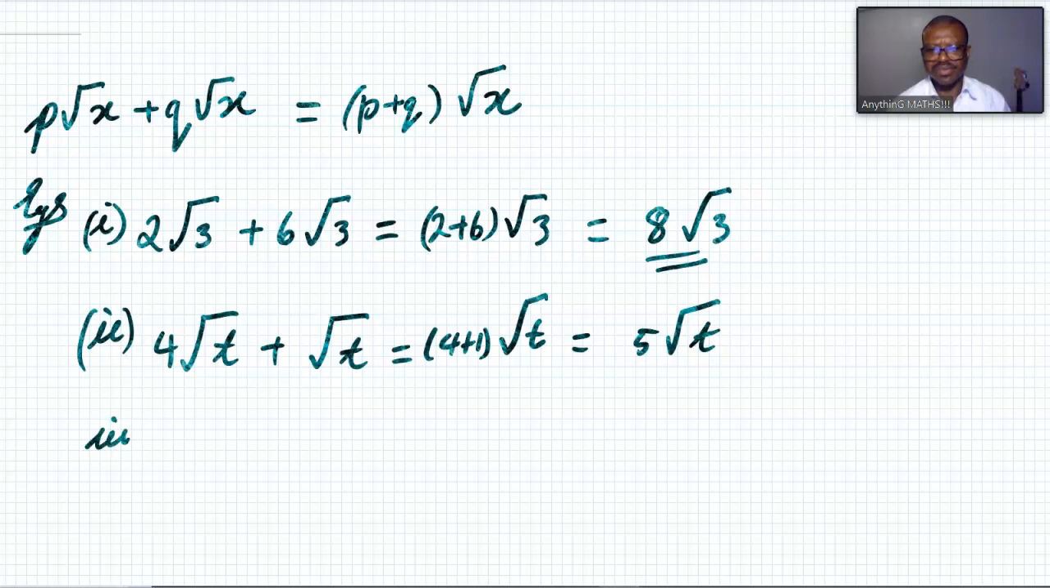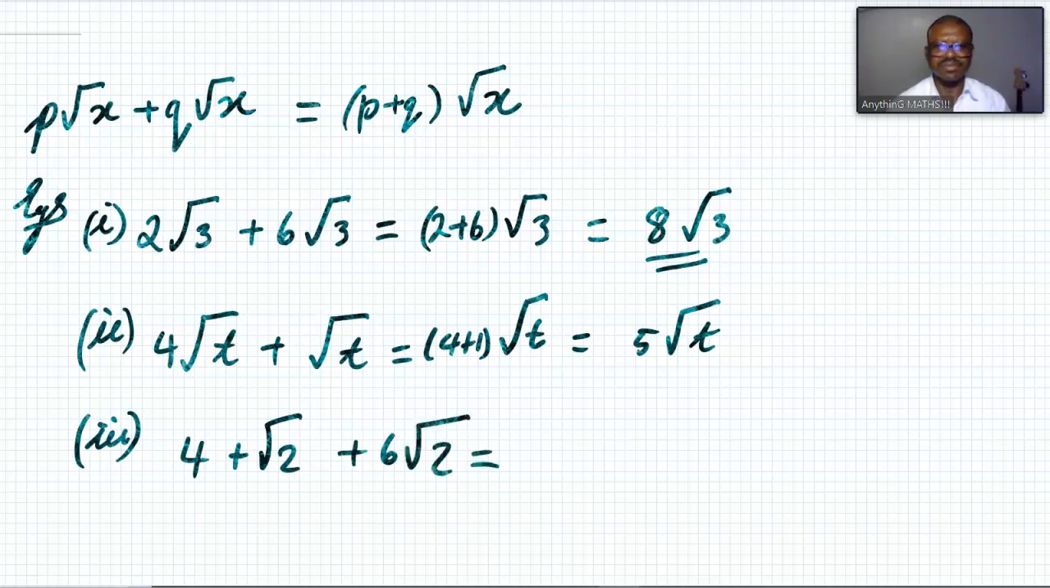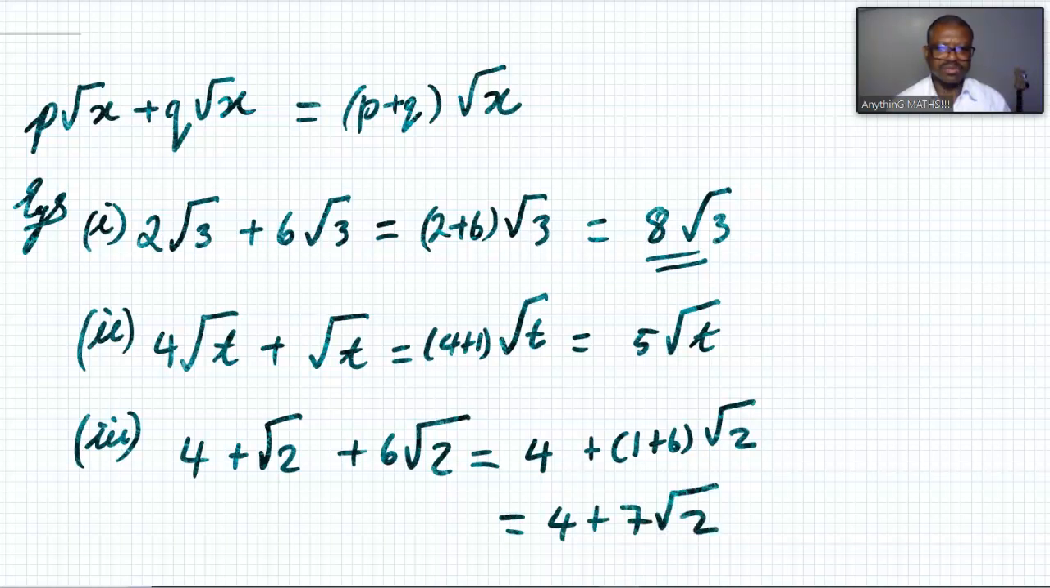The third example, if you have 4 plus root 2 plus 6 root 2, what do we do? Now the 4 is standing alone, so there's nothing to add to, so we maintain the 4. So we put our 4 here, and we say plus 1 plus 6 root 2. And this will give us 4 plus 7 root 2.